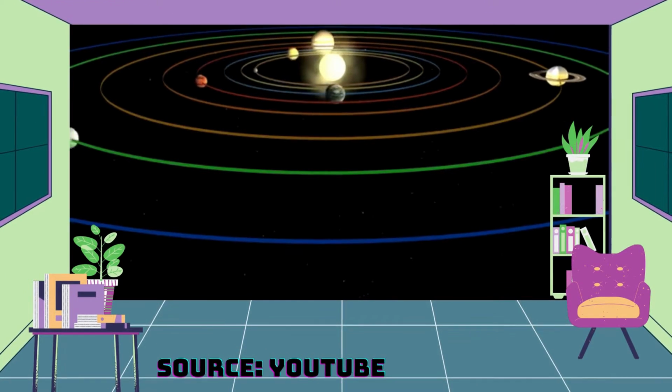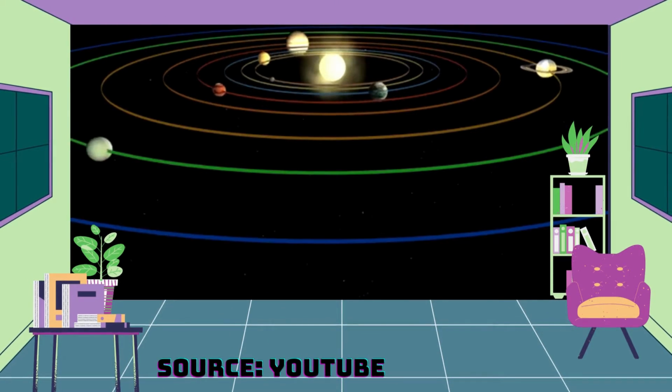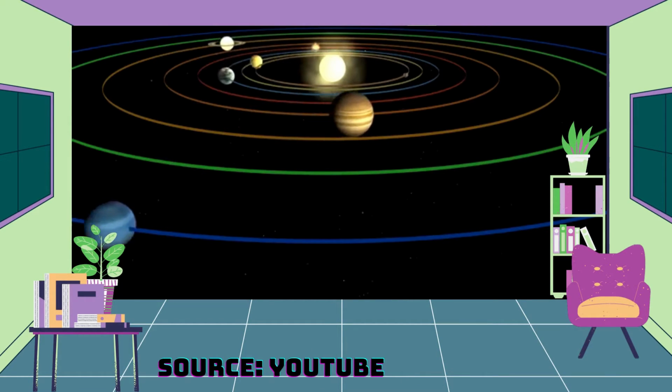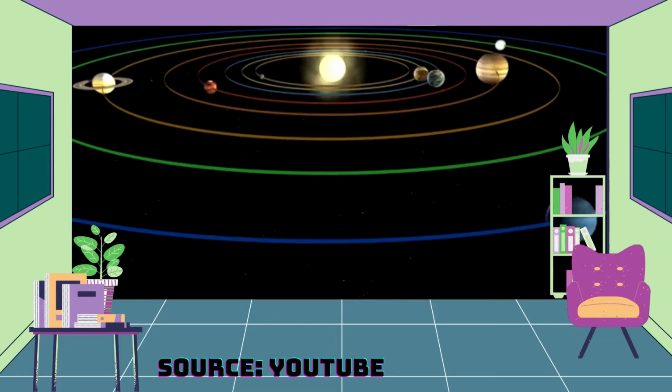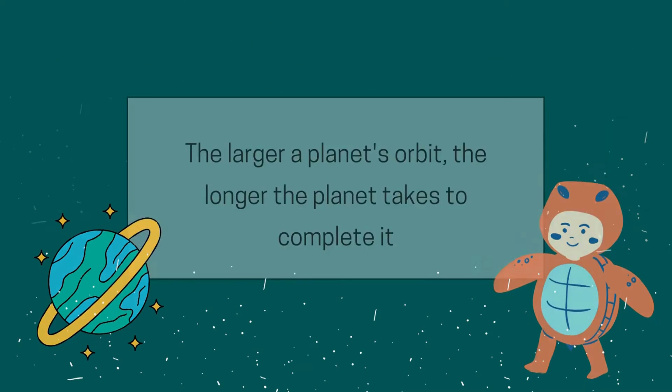Kepler noticed something curious. The time it takes for a planet to orbit the Sun, its orbital period P, is related to its average distance from the Sun, its semi-major axis, in a very specific way. So, let's dig into the conceptual definition. A planet farther from the Sun has a longer path than a closer planet, but it also travels slower since the Sun's gravitational pull on it is weaker. Therefore, the larger a planet's orbit, the longer the planet takes to complete it.